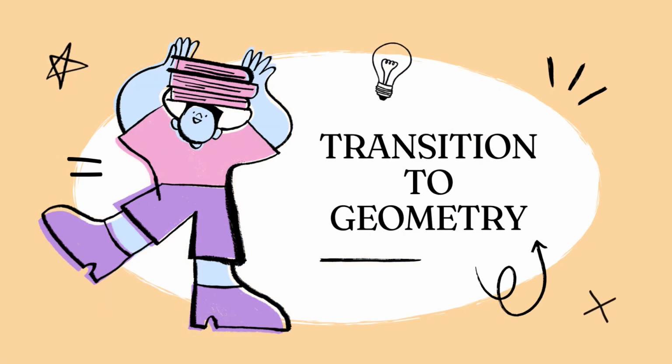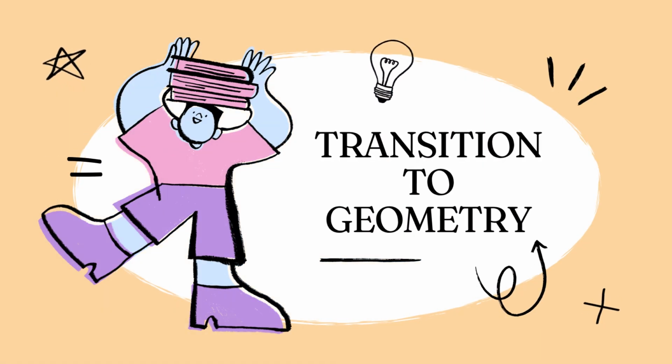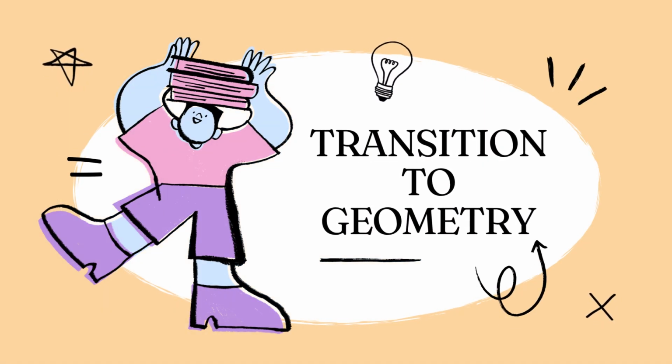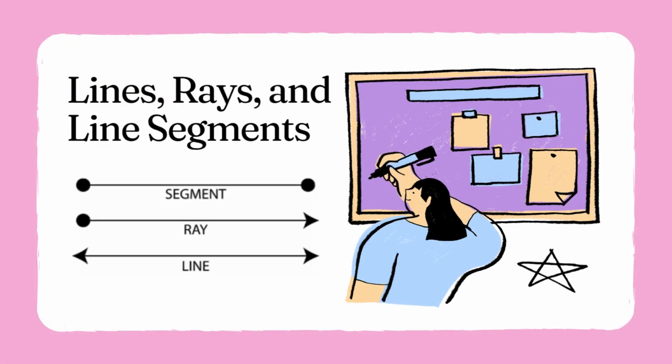Now let's shift from numbers to shapes. Geometry is the math of lines, angles, and figures. A line goes on forever in both directions. A ray starts at one point and goes on forever in one direction. A line segment has 2 endpoints; it's a piece of a line.